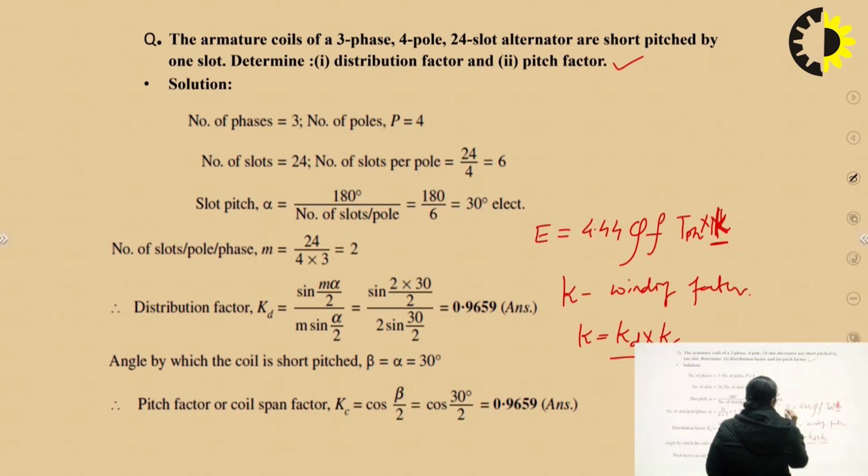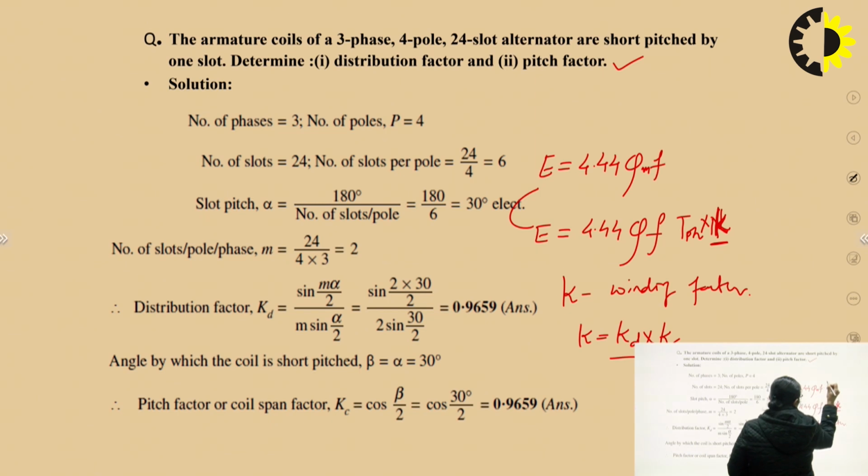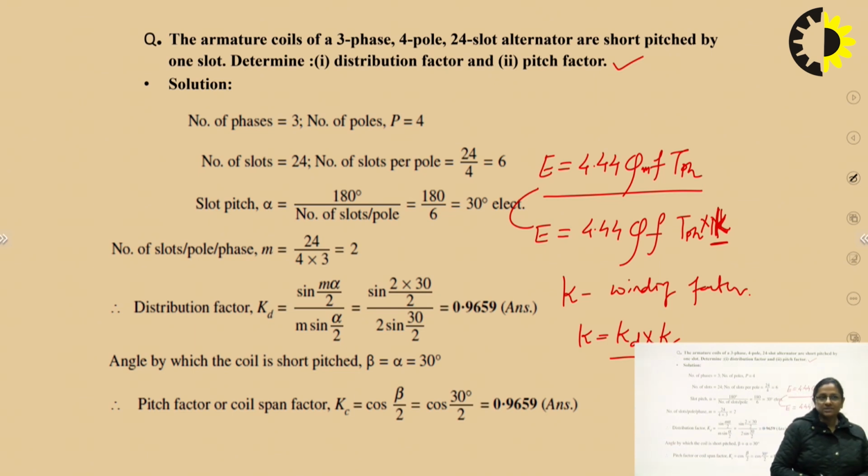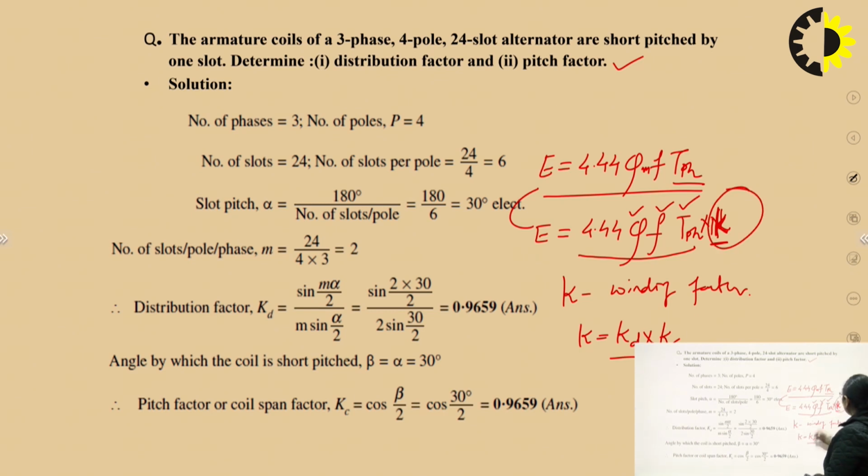You also recall the EMF equation of a transformer. In case of a transformer, the EMF equation was 4.44 phi M F T_PH. In this equation, phi M was the peak value of the flux, core flux, F frequency of supply, and T_PH was the number of turns connected in series, right? Here, in this particular equation, besides phi, F and T_PH, we have got a factor called K. K is denoted as the winding factor and is given as the multiplication of pitch factor and the distribution factor. The pitch factor comes into picture if the coils are short-pitched.